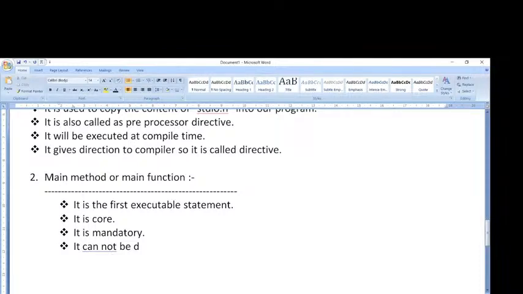We can write the main function in 6 models. The first model is you can write main, or you can write int main also, or you can write void main also, or you can write main of void also, or you can write int main of void also, or you can write void main of void also.